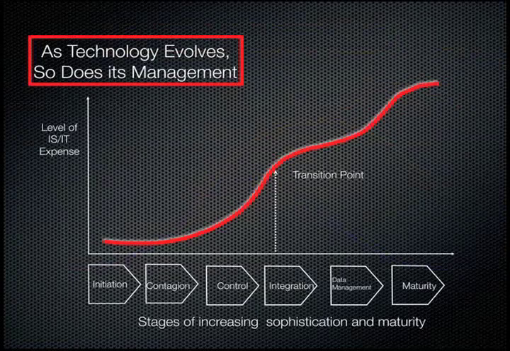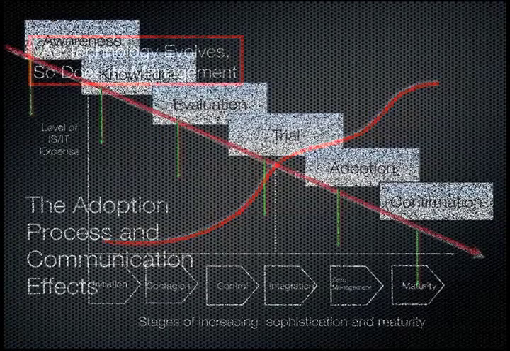As the technology evolves, so does its management. We see the transition point here on this slide, and it's very clear that at that transition point where we start looking at how to control the information systems expense, this is where we start deciding whether we want to own the software, own the hardware, or do we want to consider outsourcing. So the transition point becomes an important part of the whole management of the IT expense.